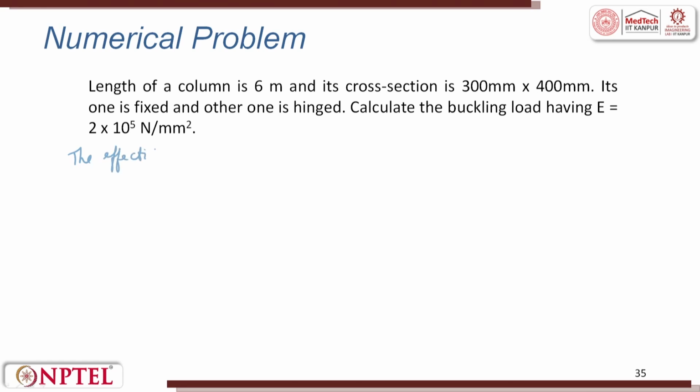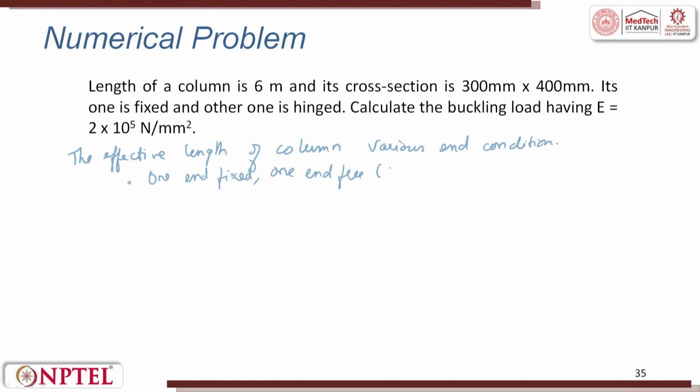The effective length of column for various end conditions. First is one end fixed, one end free, LE is 2L. If both ends are hinged, then LE is approximately equal to L.